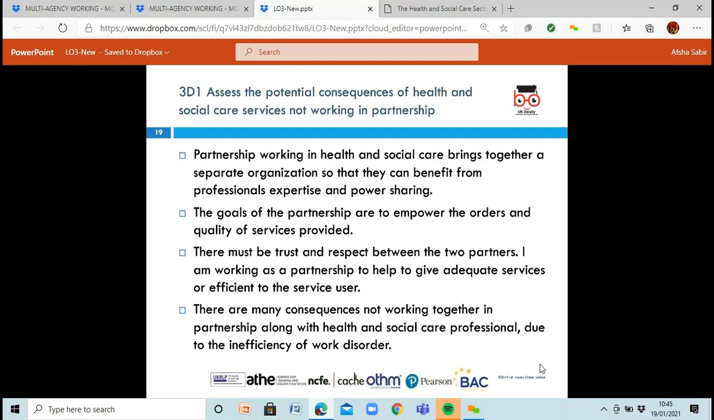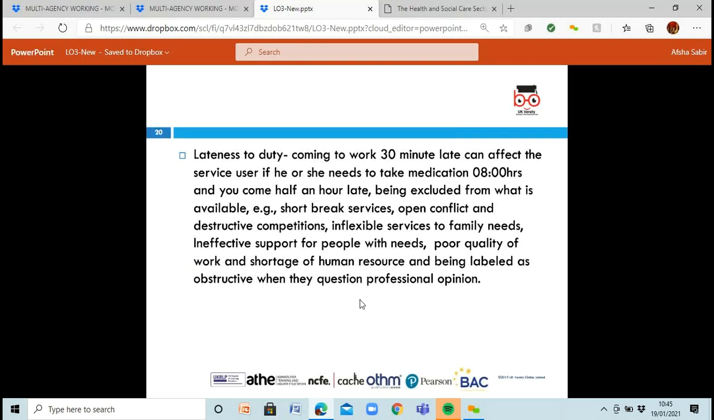So there are a lot of consequences of not working together in partnership, and this can cause inefficiency in work. So some of these are lateness to duty. So if you're going to start at 8 o'clock in the morning, you know your patient needs to have their medication at 8 a.m., but you're coming in at 8:30. So what happens is that patient will be given their medication half an hour late, and it'll have a knock-on effect throughout the whole day. So they'll be getting their medication late throughout the whole day, whoever is looking after them. So it can penalise their care.